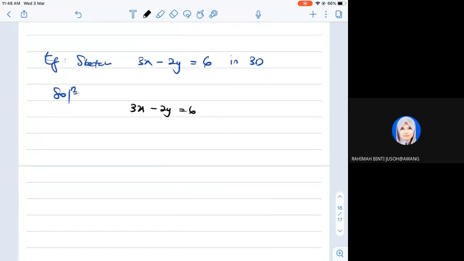3x minus 2y equals to 6. So divides everything by 6 kan? So, yes. So divide everything by 6. We have x over 2 minus y over 3, isn't it? Equals to 1. Like this.